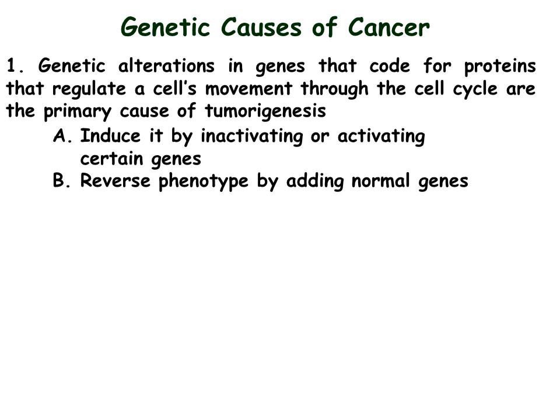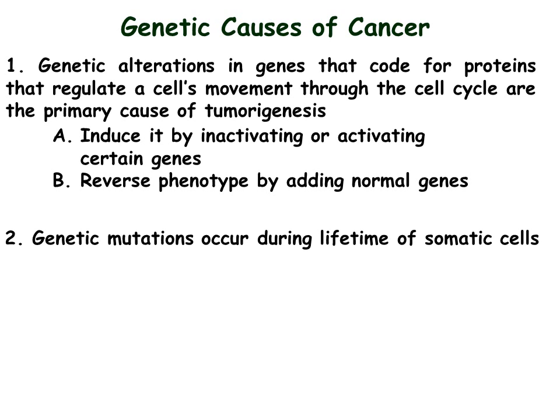So, you can induce it by inactivating or activating certain genes. And this is one thing we're going to really focus on. And I want you to try to keep these straight. So that's a big hint. And you can reverse the phenotype, which is ultimately what we would like to do, by adding back the normal genes, which would mean they would have to listen to, we don't need any more cells here right now, so stop growing, and they would. That's what normal tissue does. So wouldn't that be nice if we could do that? Well, that's what a lot of research is working toward.